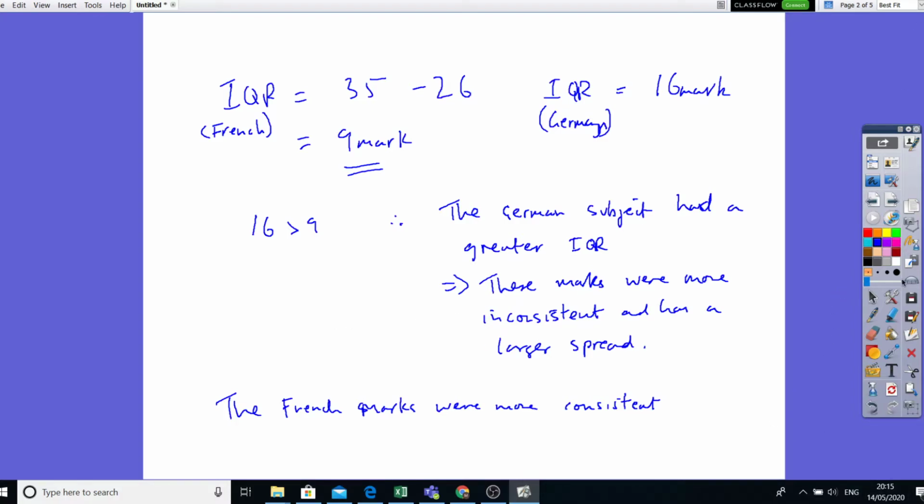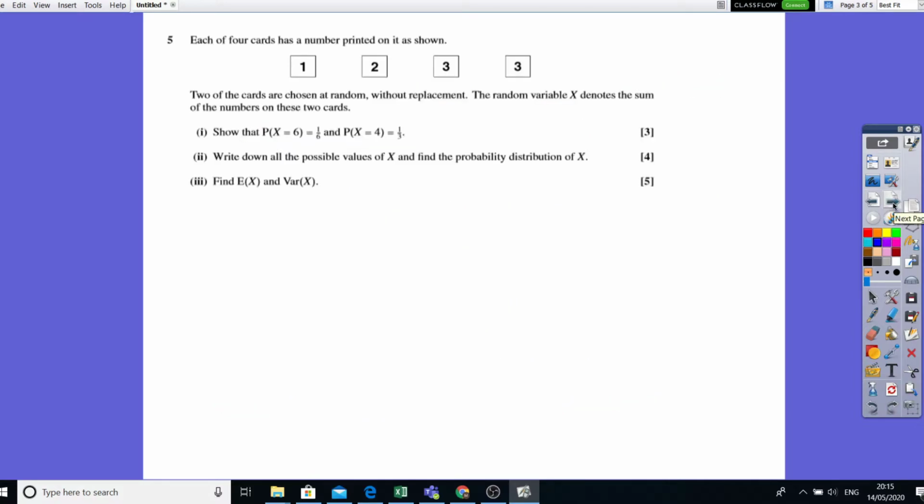Okay, the next question Lanza asked me was question 5. Now, I think you just asked me for part 2, but let's build it through. Each of the 4 cards has a number printed as shown below. 2 of the cards are chosen at random without replacement. The random variable x denotes the sum of the numbers of these 2 cards. So show that the probability the sum is 6 and show that the probability the sum is 4. Let's just start with the first one, part i.